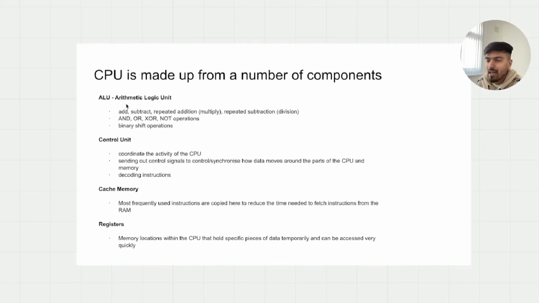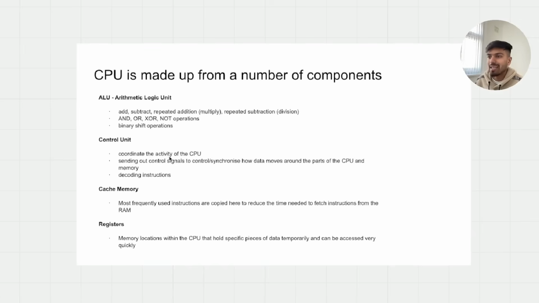System architecture. So this includes the CPU components. So here we have the components. So ALU, arithmetic logic unit, is basically what takes care of the addition, subtraction, multiply, division, all your NOT gates, AND gates, XOR gates, all the operations are done in the arithmetic logic unit.